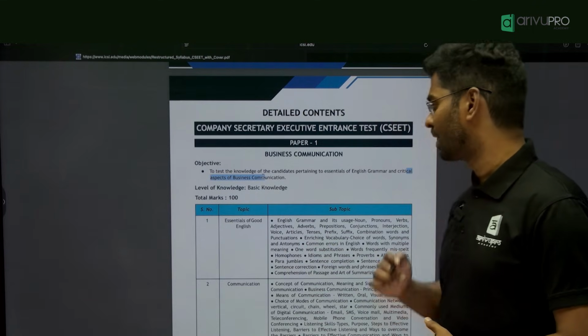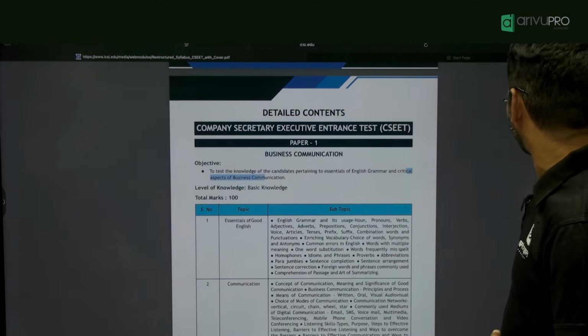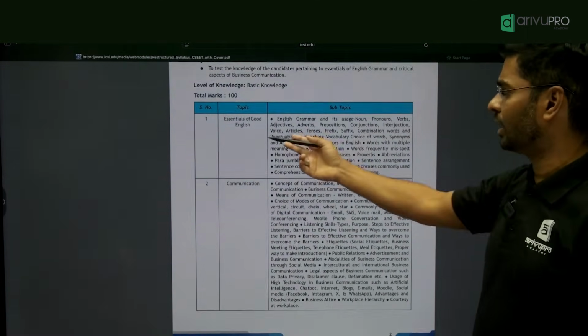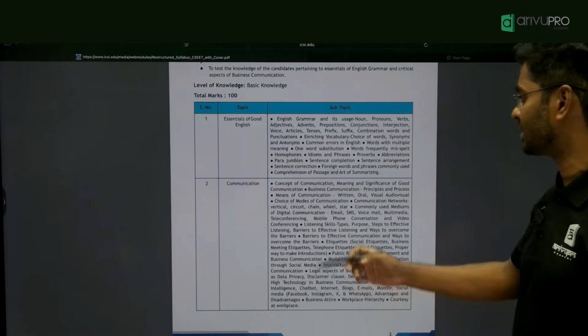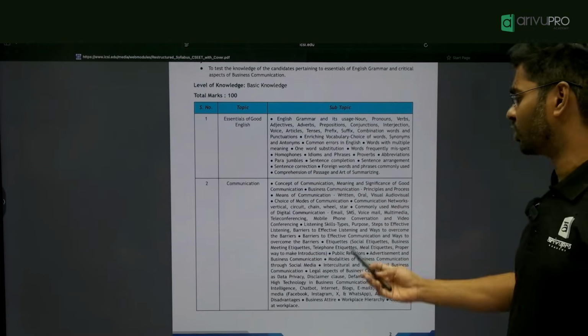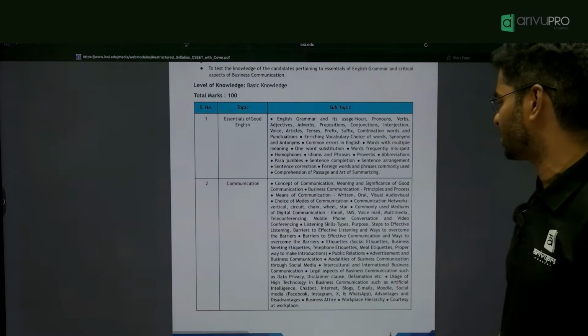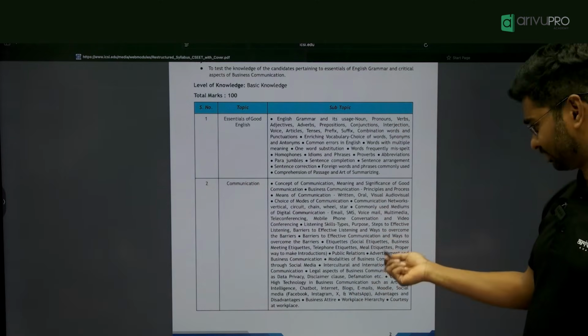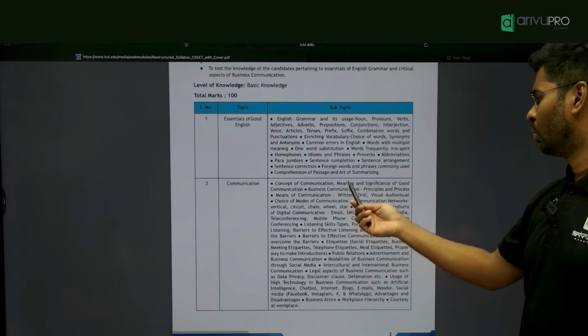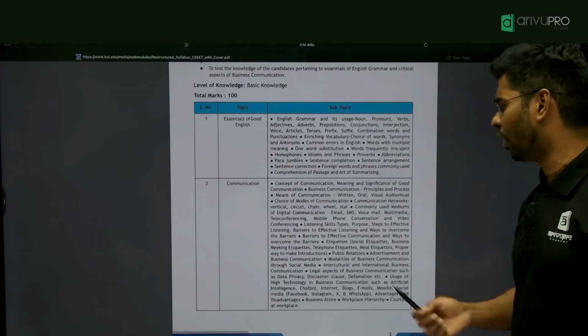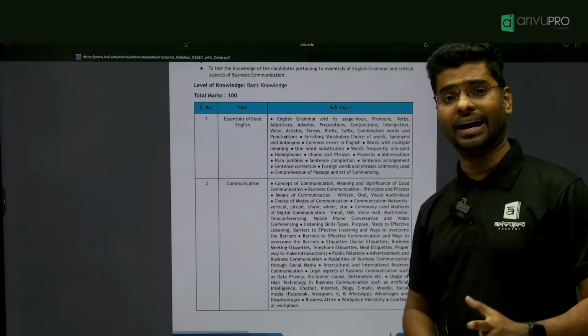Now this comprises, if you look at it from the chapter point of view, chapter number 1 is your essentials of good English. Second one is communication, where you're going to be learning about your oral, visual and even the written modes of communication. How do we make our communication with regards to our email, SMS, voice email, what are going to be your barriers for effective communication is covered in your topic 2.